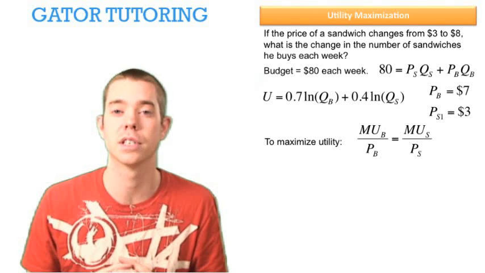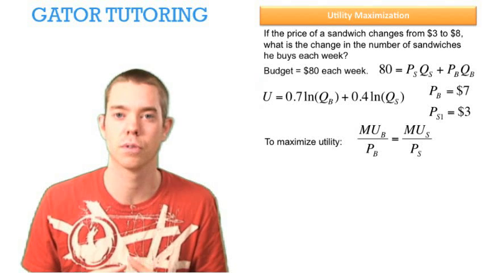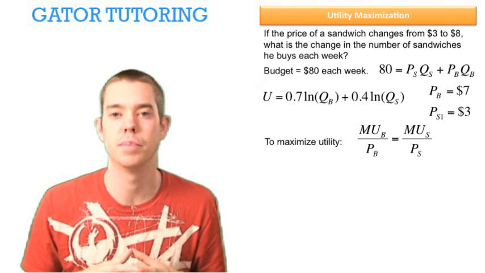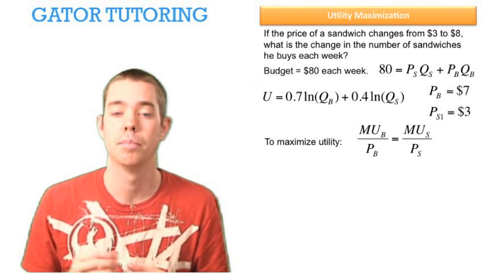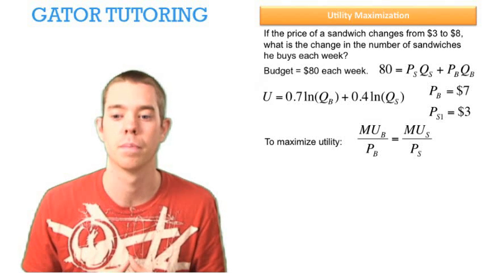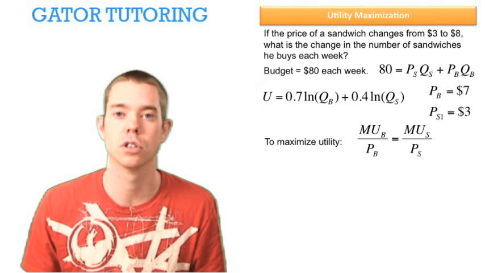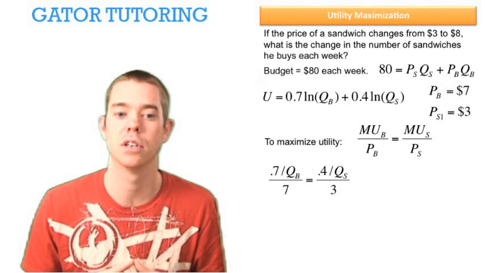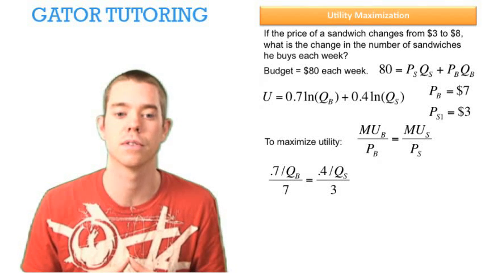This is known as the optimization condition, and you'll often hear it referred to as equal bang for buck. It says the marginal utility of beers divided by the price of beers must be set equal to the marginal utility of sandwiches divided by the price of sandwiches in order for us to be maximizing utility. So first we need to solve for the marginal utility of both beer and sandwiches. Well, that's just the derivative of the utility function with respect to each variable. So the marginal utility of beers is 0.7 divided by QB. The marginal utility of sandwiches is 0.4 divided by QS.